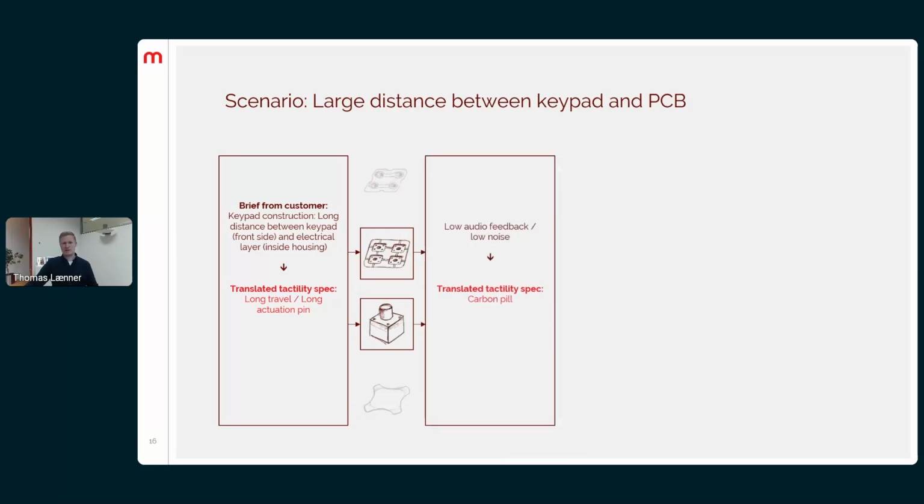Then they also wanted low audio feedback, so low noise. So we knew that a tactile switch normally makes this click from the snap ratio. And we know that there's a possibility in designing this into a carbon pill solution with making a low noise click. So that's why we continued with the carbon pill solution.